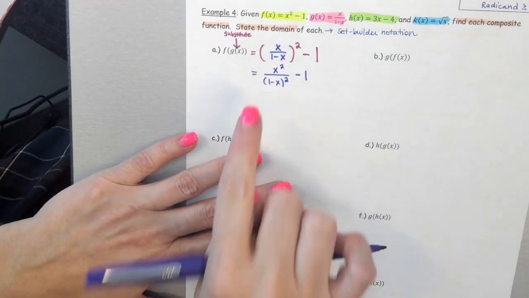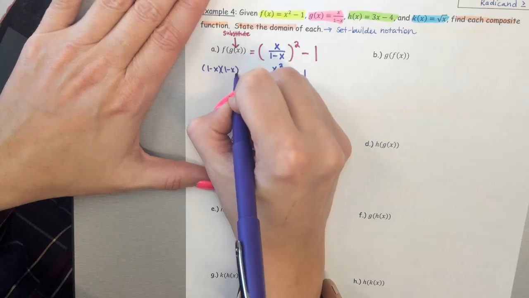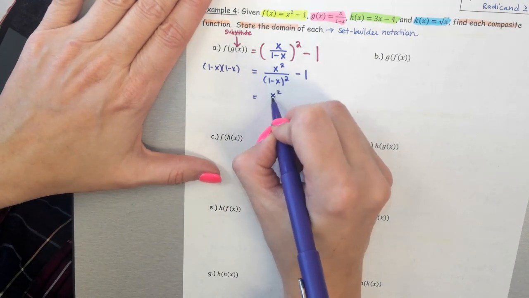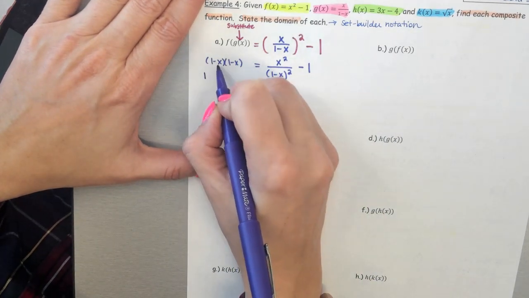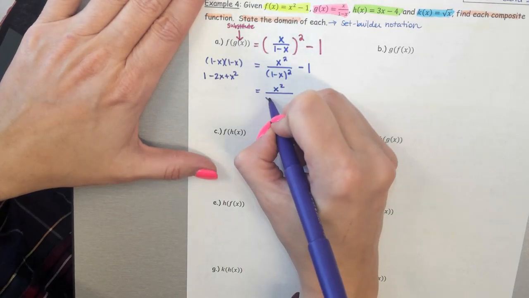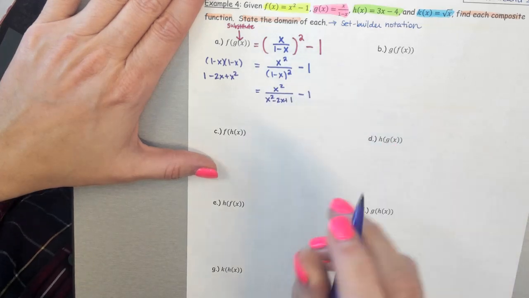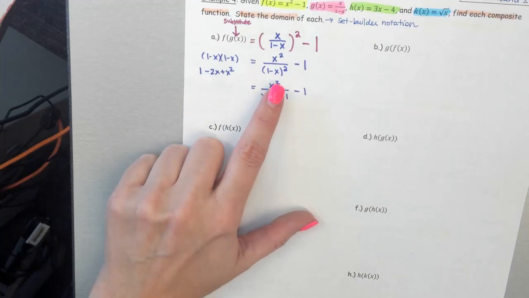And then remember, you can FOIL that. So if you like to write it out as you FOIL, you can do that. You can write it in standard form. 1 times 1 is 1. Negative 2x plus x squared. So this would be x squared minus 2x plus 1 minus 1. Do you guys know why we can't cancel out your x squareds here?